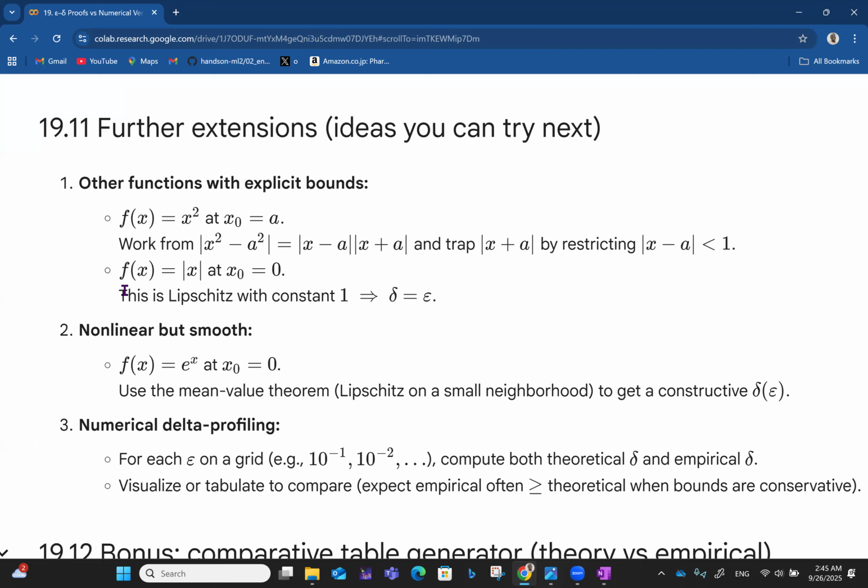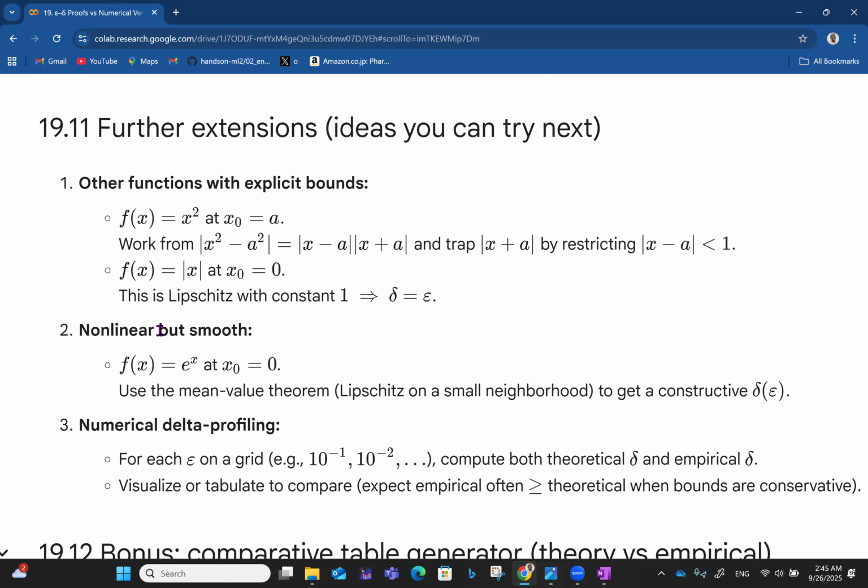And then you can have f of x is equal to absolute value of x at x not equal 0. This is another function. This is Lipschitz with constant 1, and that implies that delta is simply equal to epsilon. But for the previous one, we need to do more work to get the delta. So you can just finish up that.